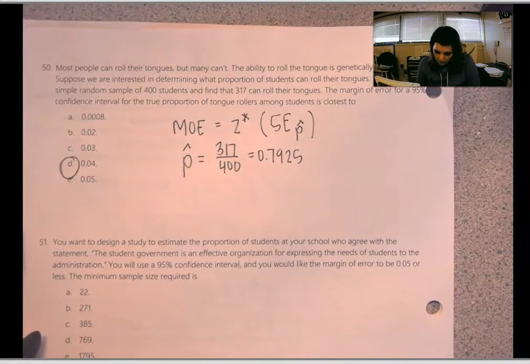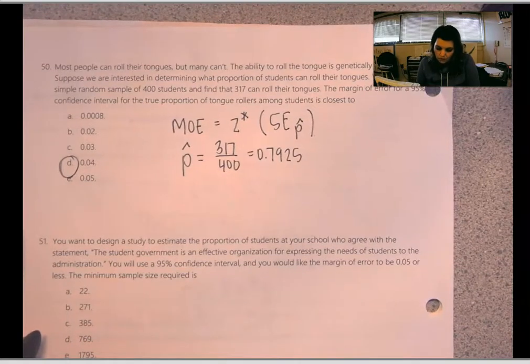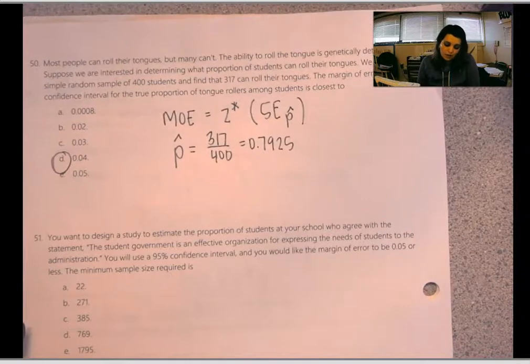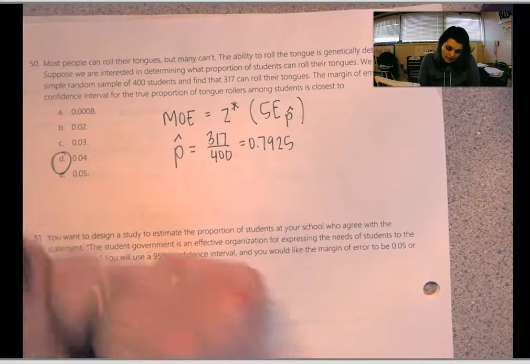51, you want to design a study to estimate the proportion of students at your school who agree with the statement. The minimum sample size required is C as in Charlie.